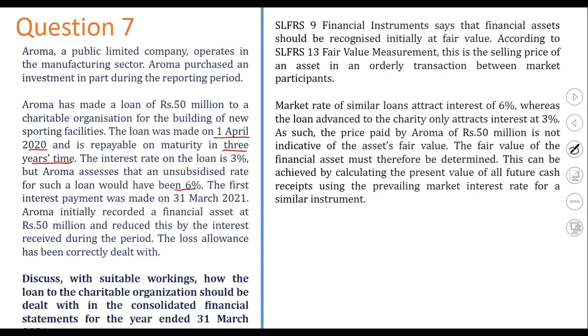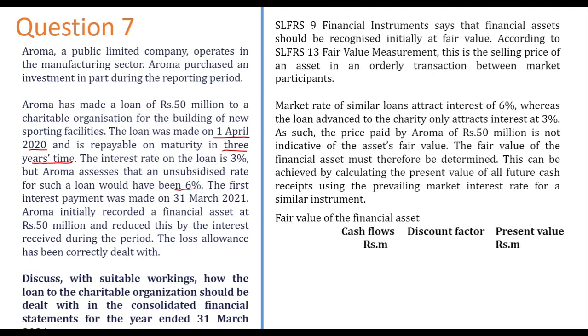The fair value of the financial asset must therefore again be determined. This can be achieved, again, by calculating the present value of the future cash flows. Right? We need to know the fair value of the financial asset, and how we can get the present value of that. Because you know why? In 2021, how much interest are we getting? We have given the loan at 50.